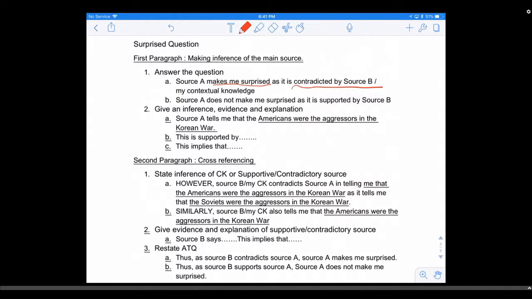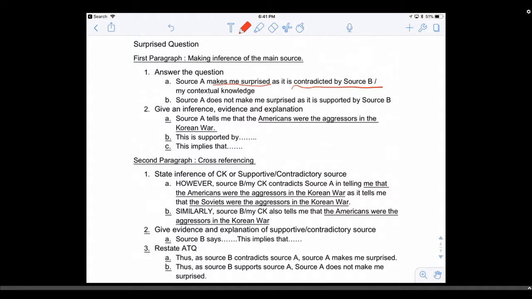Now, normally I would start the reason immediately so that my paragraph makes sense, right? So A makes me surprised as it is contradicted by B, or A does not make me surprised as it is supported by B, or my contextual knowledge, right? So either one of these, right? First line, very clearly I wrote why I'm surprised.